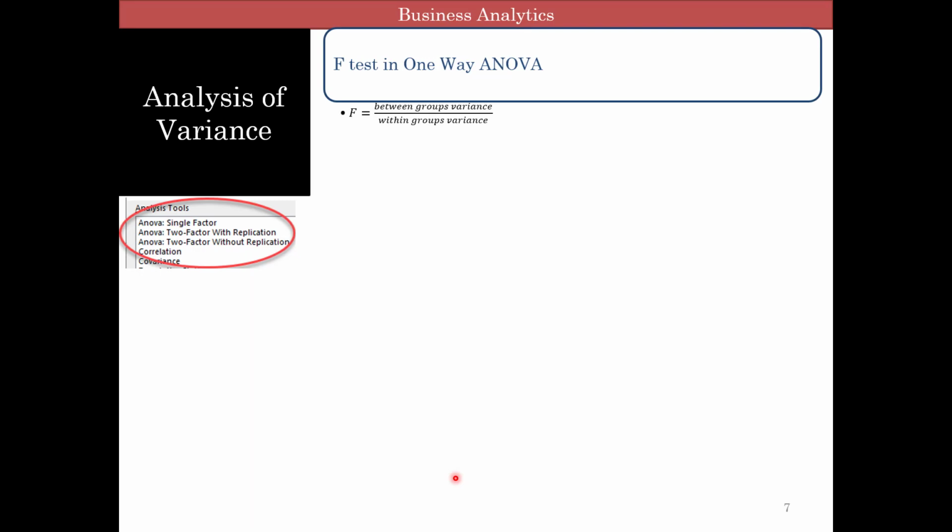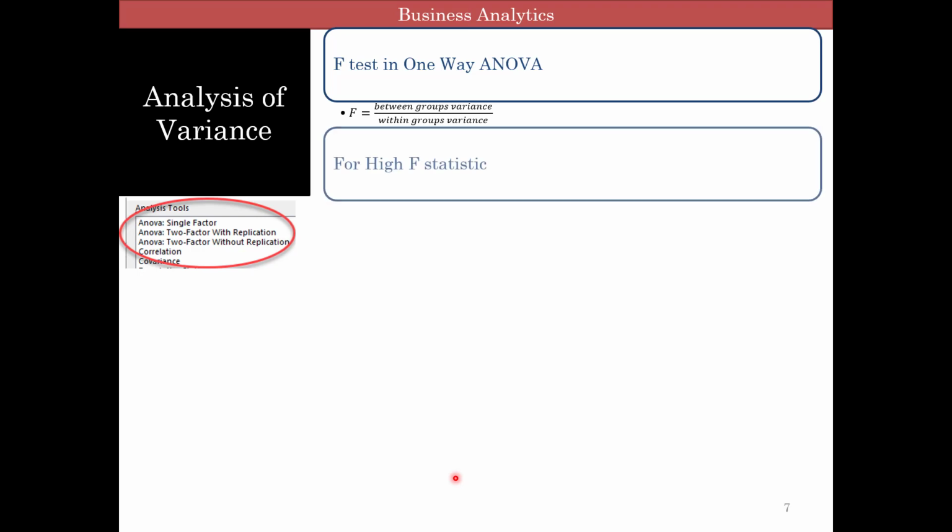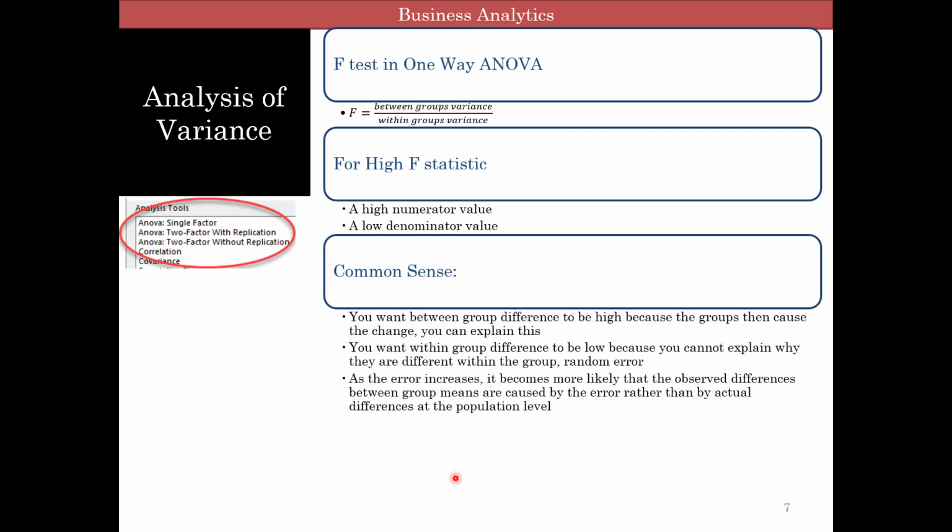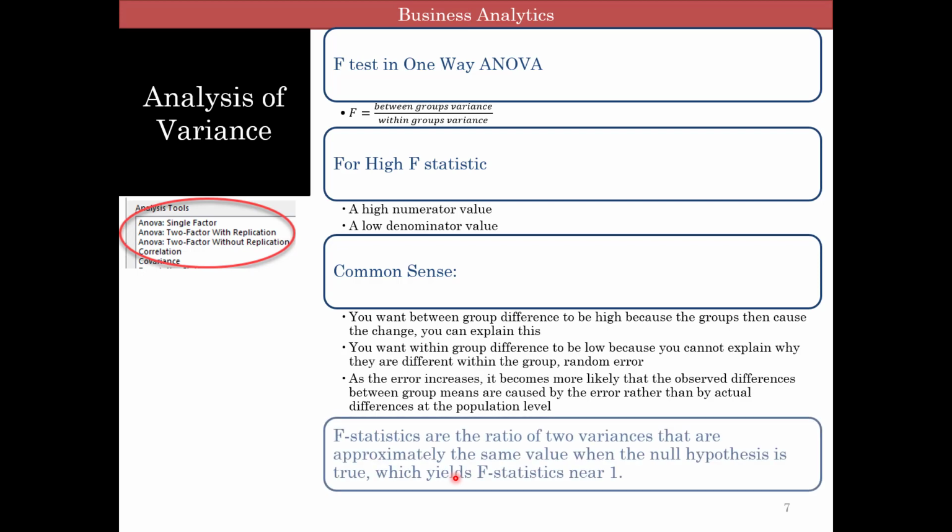So a large value of F makes things very significant: high numerator, low denominator. If you look at common sense, the numerator talks about the difference between one group and the other, whereas the denominator talks about how they differ inside a group, and you want the ones inside the group, the denominator, to be low, and between groups to be high. And as error within a group increases, the differences are more because of this random error than because they are in different groups, right?